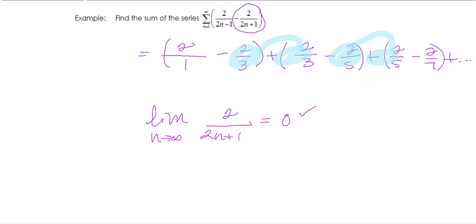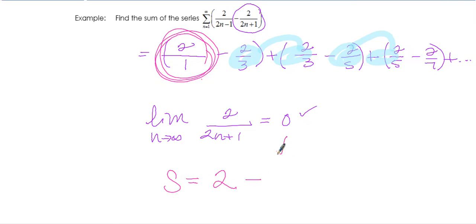So what will it converge to? It will converge to the value of the first part of the first term. The sum of the infinite series is the first part of the first term minus the limit of whatever the second part converges to, which is 0. So the sum of this infinite series is 2, or another way to say that is this infinite series converges to 2.